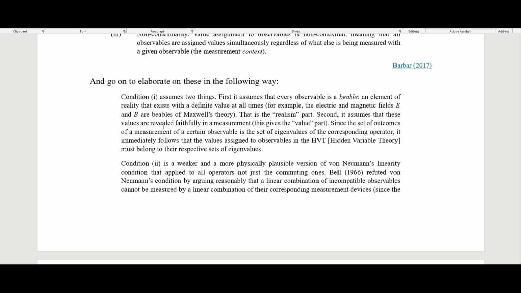Since the set of outcomes of a measurement of a certain observable is the set of eigenvalues of the corresponding operator, it immediately follows that the values assigned to observables in the hidden variable theory must belong to their respective sets of eigenvalues. And so that's kind of a long-winded way of saying that when you measure something, you're measuring some value that actually existed independent of your measurement, that it was a real value that your measurement just sort of read off from the system.